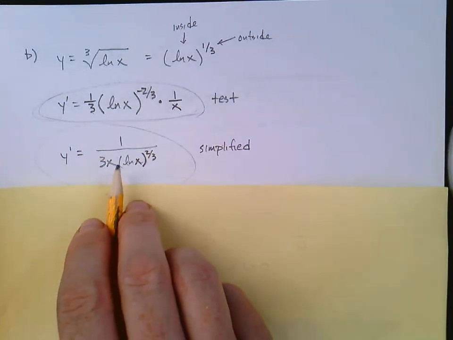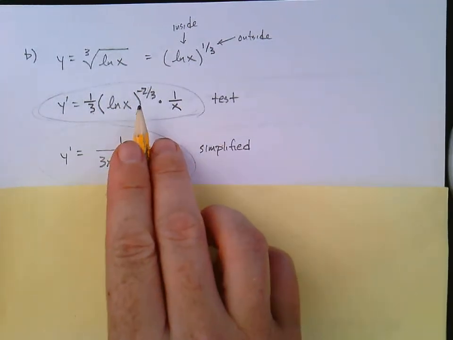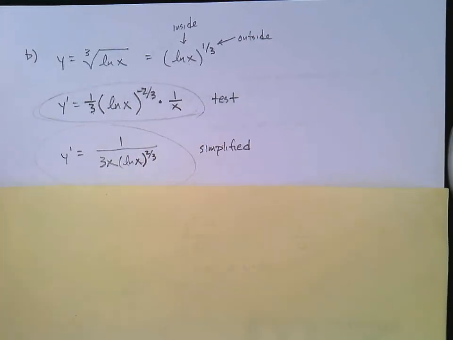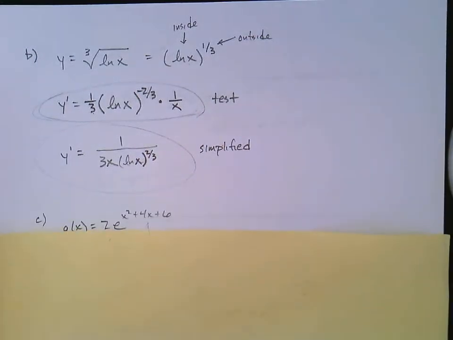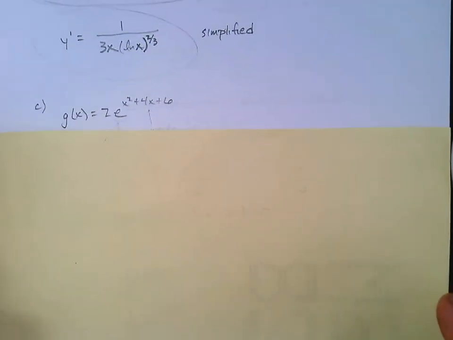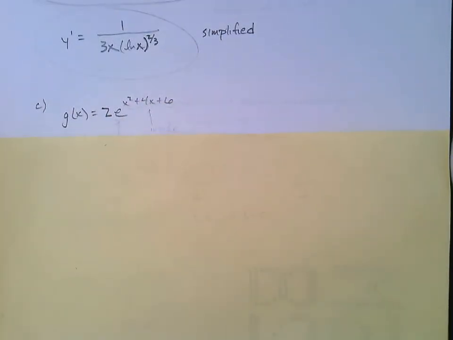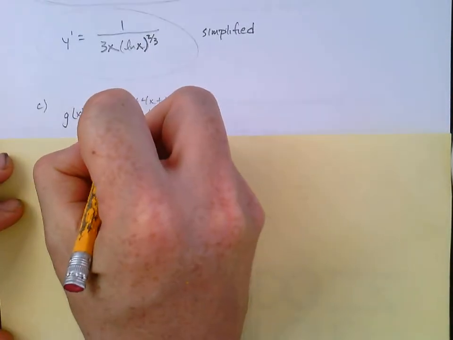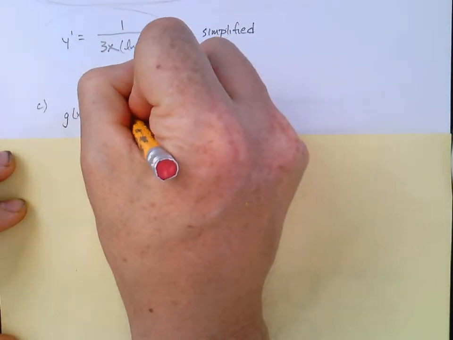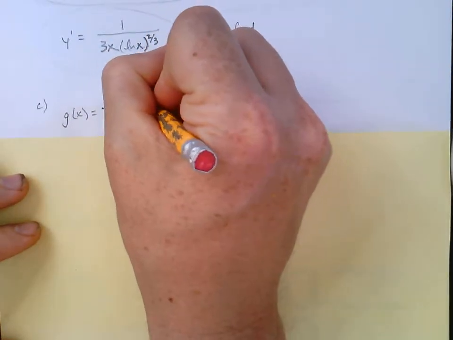And this version might be a lot easier to plug a number in. It's easier to think of it this way than the unsimplified way. Okay, we got one more before we stop this video. That last example we saw at the beginning, g of x equals 2 times e, and e is being raised to x squared plus 4x plus 6.